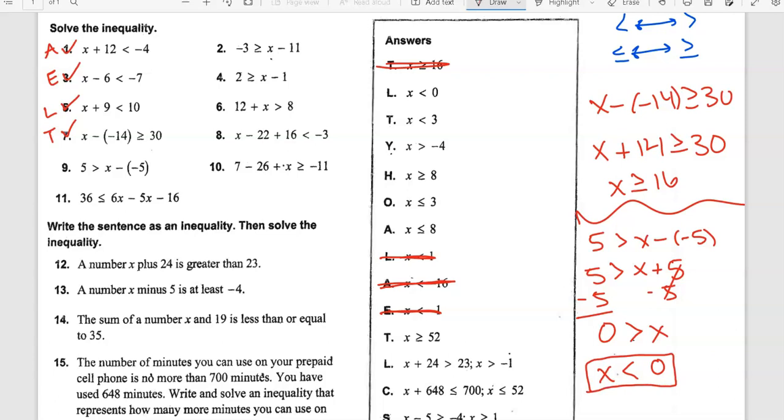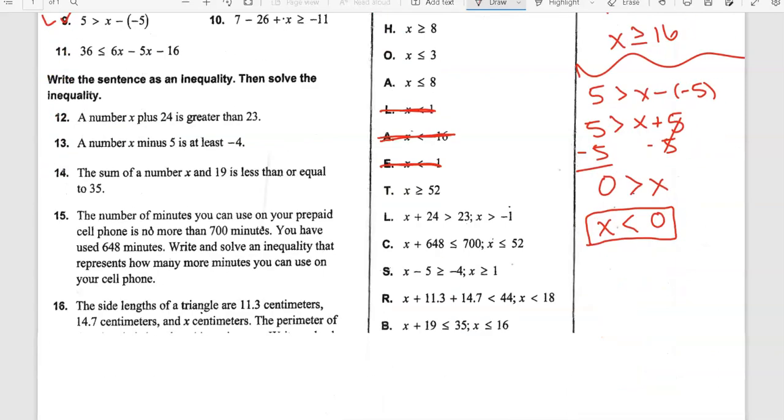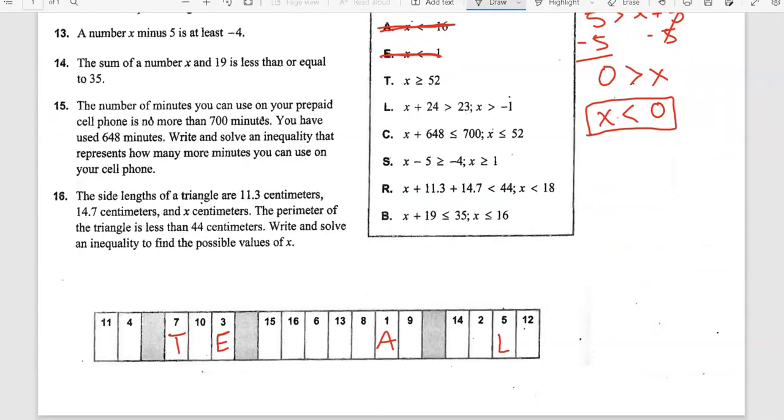If you want to put X first, just make sure your alligator is still eating what it was eating to begin with. So in this case, my alligator's eating 0. Flip it around. Make sure it still is. So we have x is less than 0. Now it matches L. So 9 is L.